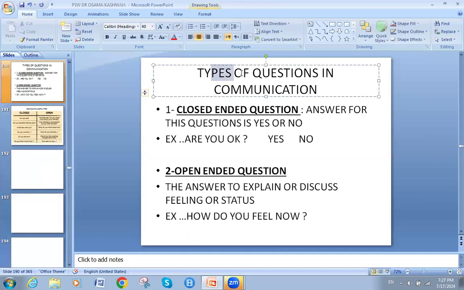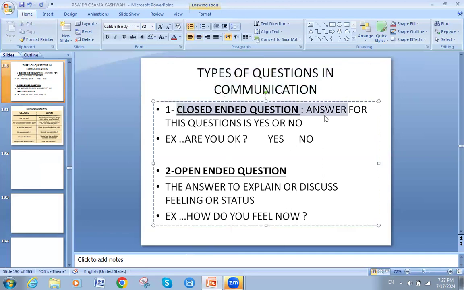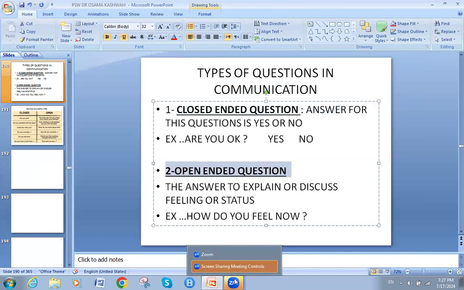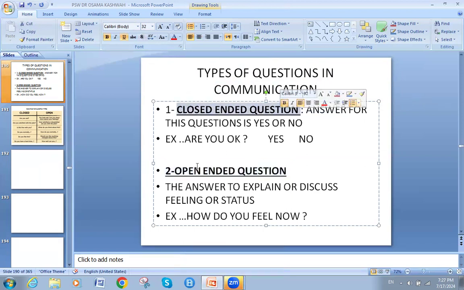Types of questions in the communication system. We have two types of questions: closed-ended questions and open-ended questions. Usually, in any type of communication, we have those two types of questions. For the closed-ended question, the answer is yes or no. This is the closed-ended question. The open-ended question includes the feeling.